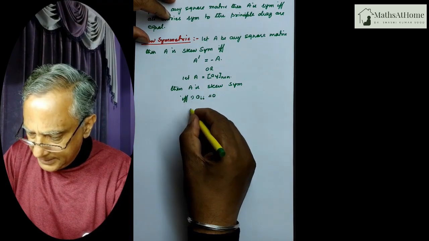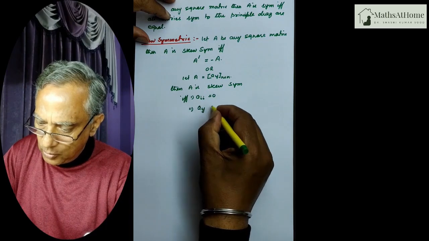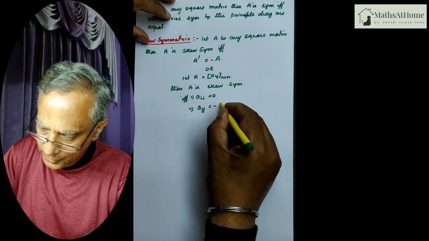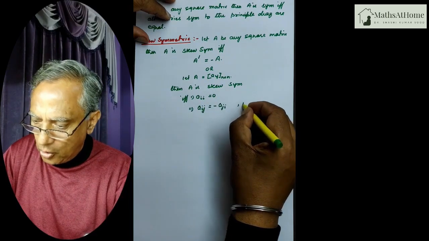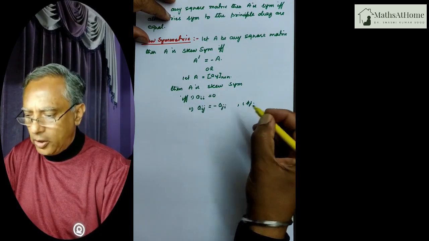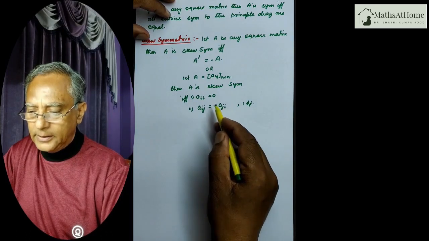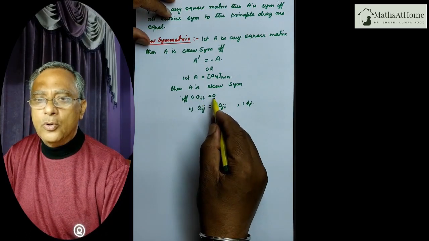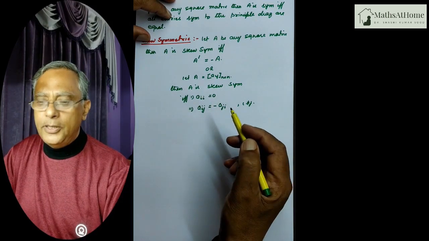And second is Aij is equal to minus Aji, for i not equal to j. If i is not equal to j, then Aij must be equal to minus Aji, and if j is equal to i, the entry must be 0.